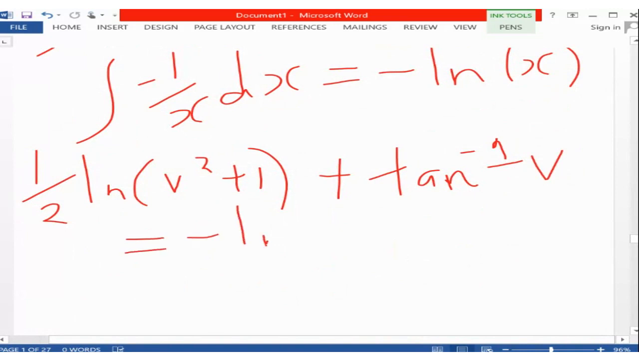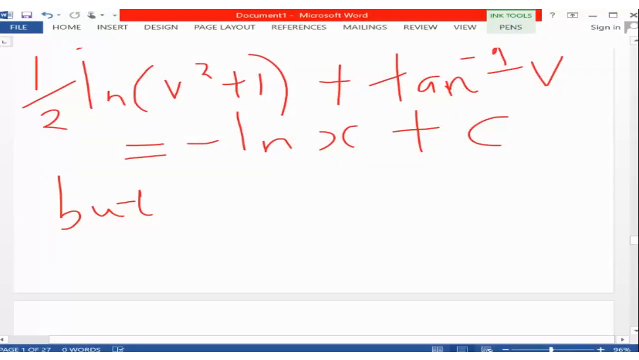But v is equal to y over x. So you replace back the value of v, and you shall be able to get the final answer.